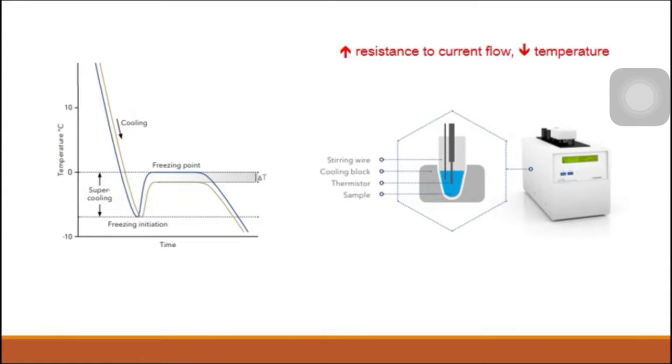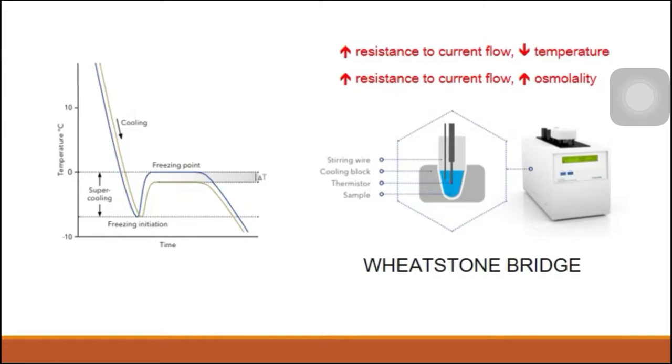Take note, resistance is directly proportional to the osmolality of the sample. So, if the resistance to current flow increases, the osmolality increases. Now, the resistance of the thermistor is measured using a network of resistors we call the Wheatstone bridge.